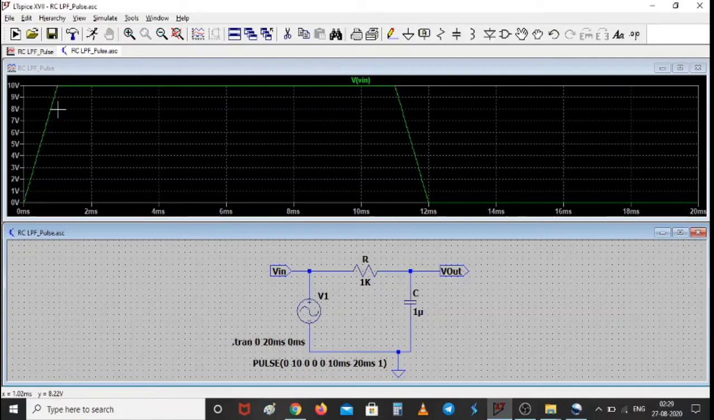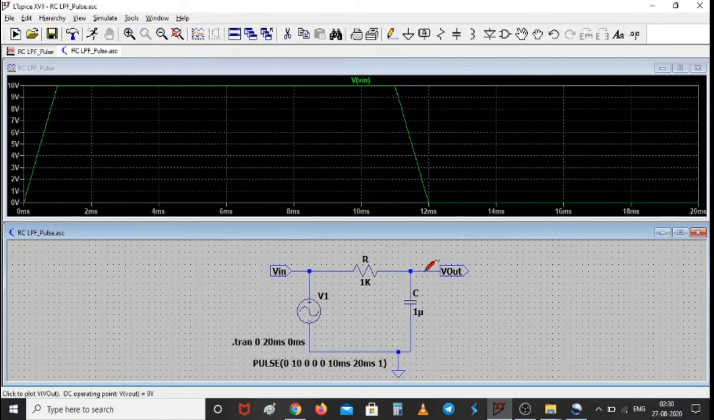So your input is taking at least 1 millisecond in changing from 0 volts to plus 10 volts. Similarly, in changing from plus 10 volts to 0 volts, it is taking around 1 millisecond. So from here to here it is 1 millisecond. So your input is taking 1 millisecond to change from plus V volts to 0 volts, and from there onwards it is 0. And the pulse duration is 10 milliseconds. So when this kind of input signal is applied, we are interested in observing what our transient analysis is.